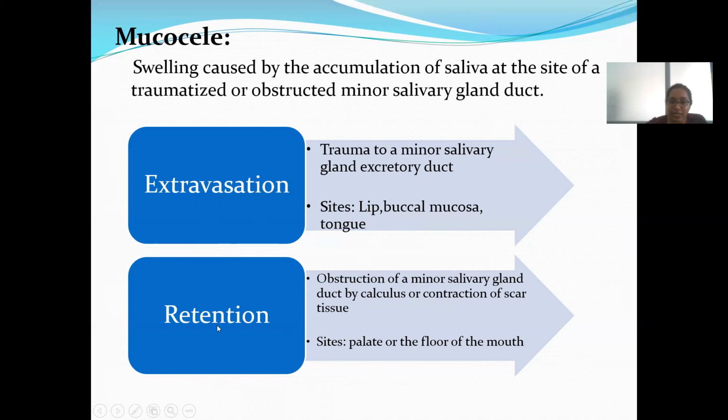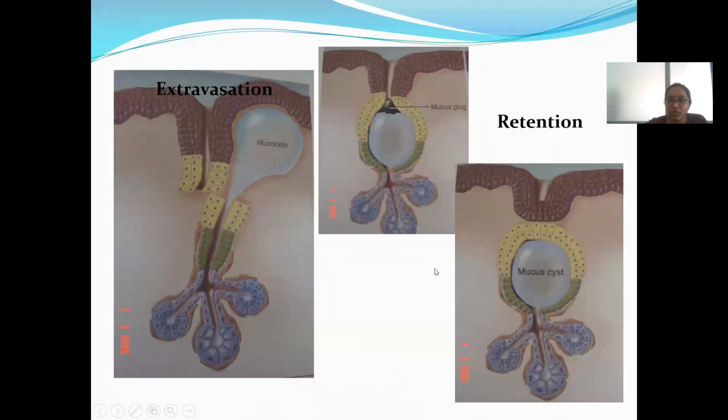Whereas in the retention type, there is obstruction of the minor salivary gland by calculus or contraction of scar tissue. Either there can be blockage of the duct by calculus, or there can be some trauma at that site, and scar tissue formation can retain your saliva within the minor salivary gland or somewhere in the duct. Usually the retention type is seen in the palate or the floor of the mouth. So these are the two examples.